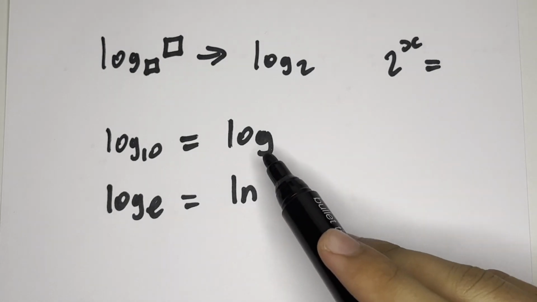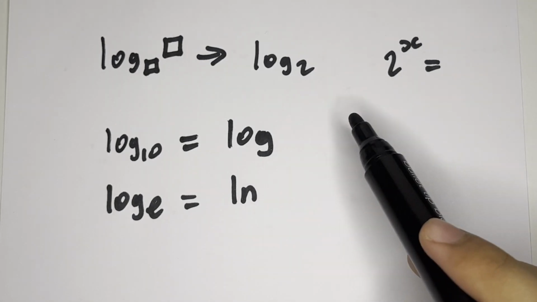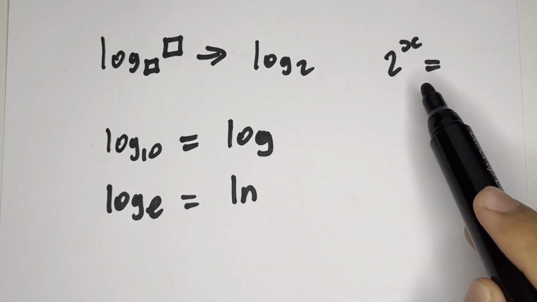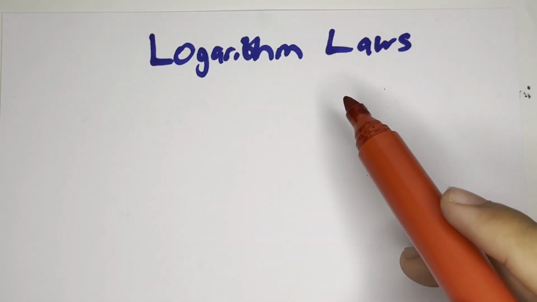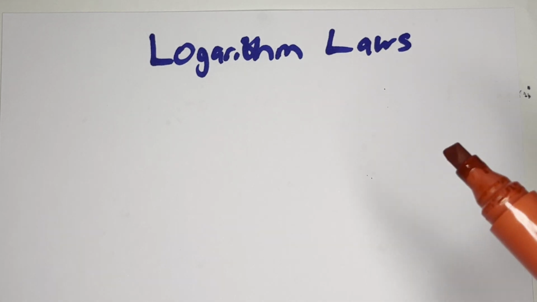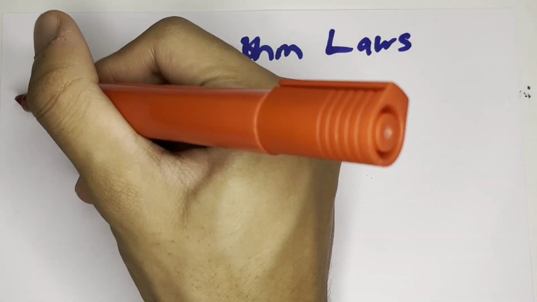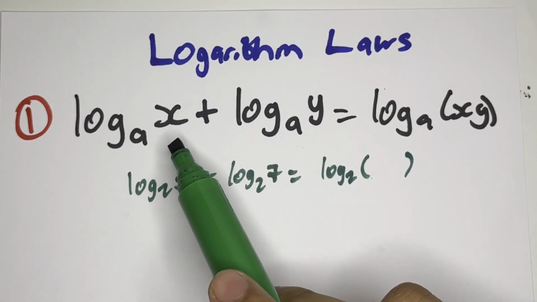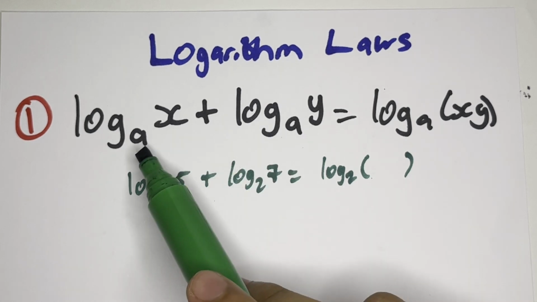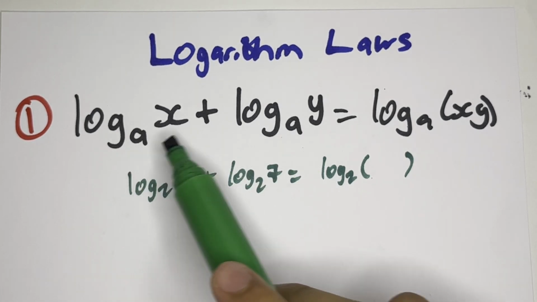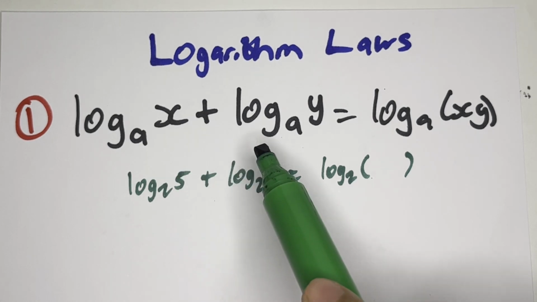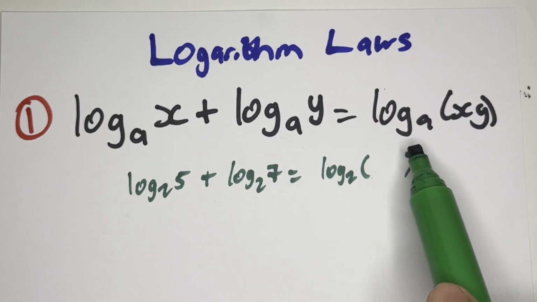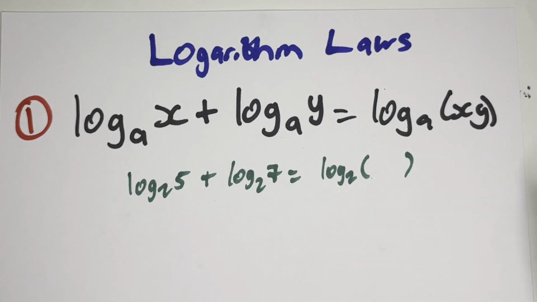It's important to note that you can use these logarithms to solve exponential equations such as the ones we've seen so far. You need to know the different logarithm laws, which can be used to manipulate logarithms and can really help you solve equations. This first law involves adding logarithms of the same base, as you can see indicated by the a's. So if you have something of the form log a of x plus log a of y, that is equal to log a of x times y.